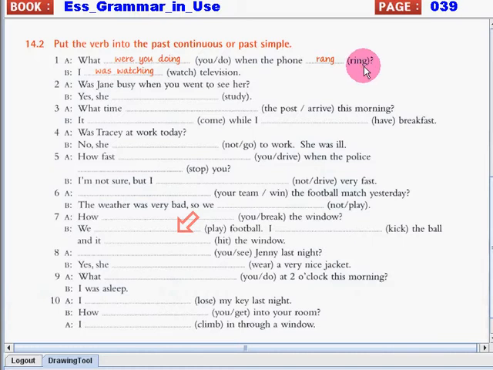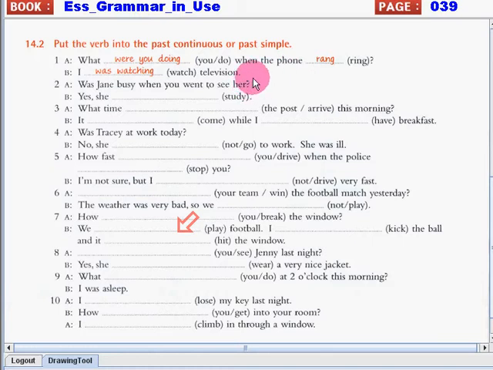Let's have number 1 as an example. What blank you do when the phone blank ring? So, our verbs: do and ring. What do you think are our verbs here? What were you doing when the phone rang? So, of course, the first one is the long action, okay? Because we used the past continuous tense, and in the middle of this long action, the phone rang. So, this is the simple past tense.